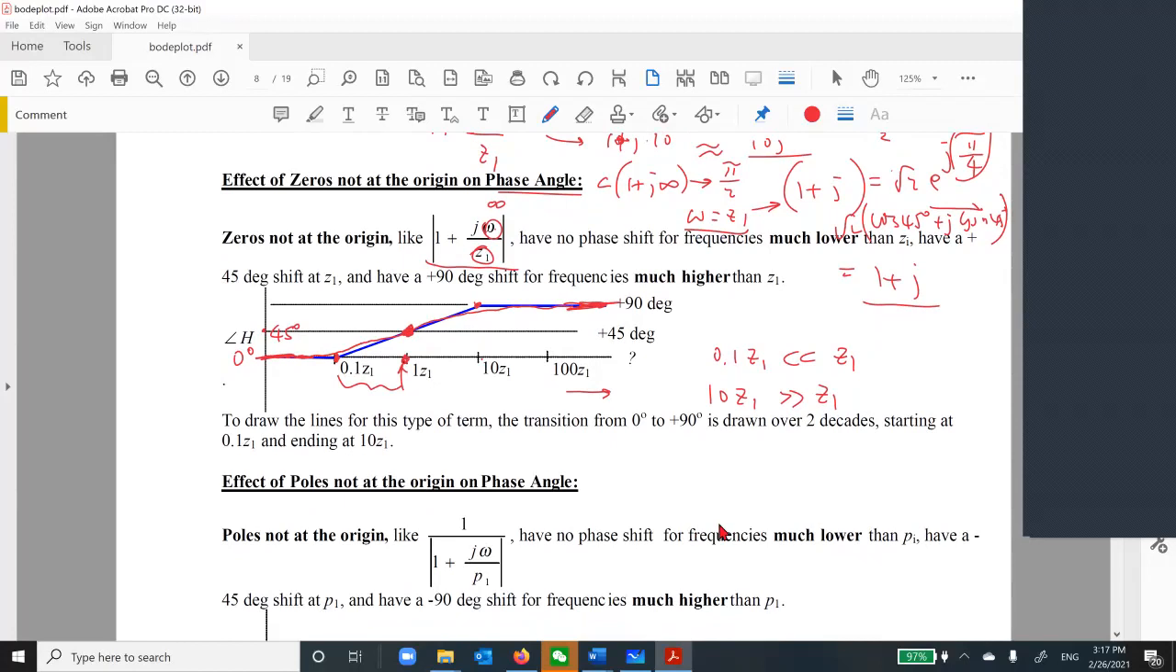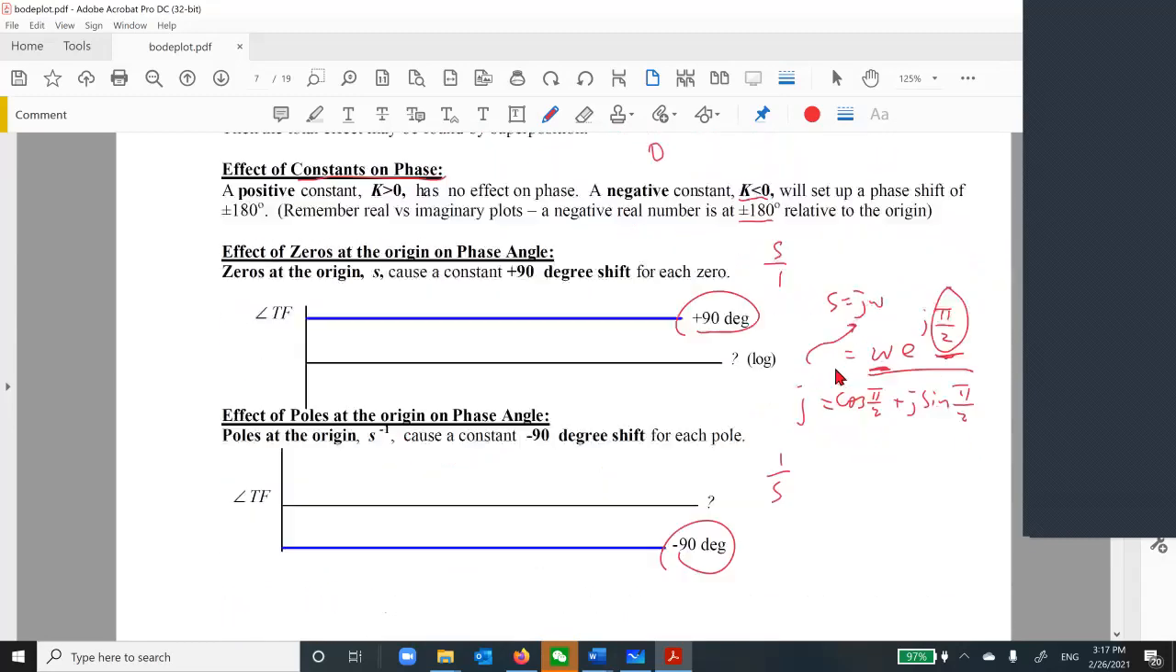So it's going to be 2 decades, 1 decade up, 1 decade down, around this Z1. Okay, this is the rule. Because we need this reasoning. We need also this type of reasoning.